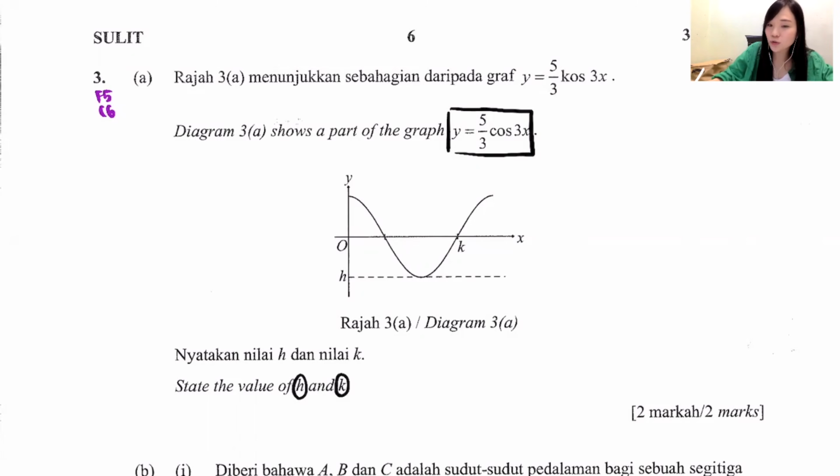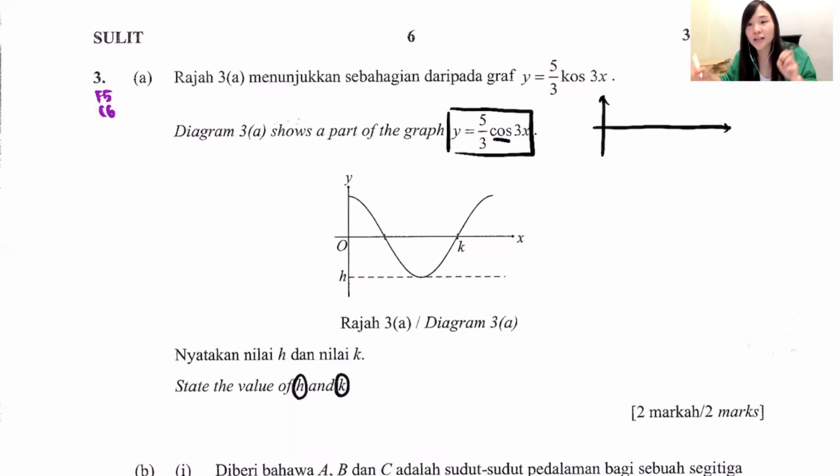So, my dear, how do we do this? Wait, sorry, I need to write it down. How do we do this one then, my dear? So, y equals 5 over 3 cos 3x, right? First thing first, I highly recommend you just draw out a sketch. Draw out how the original graph looks like.